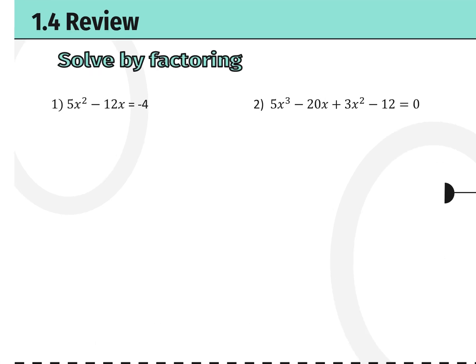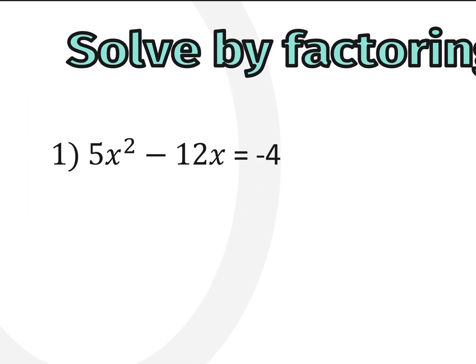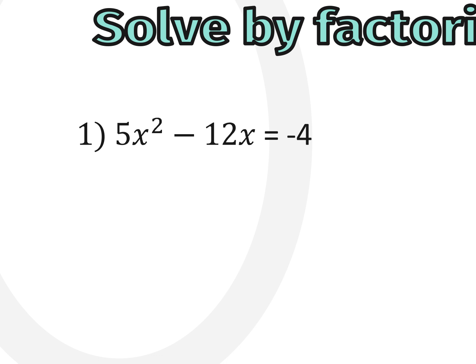Now, in number 1, this is a quadratic, it's x squared. So we need to move 4 over here. 5x squared minus 12x plus 4 equals 0. This tells you to solve by factoring. That means it's going to factor. Some of you think you like the way that I do it, but you keep forgetting to divide by the a term, so then your factors aren't right.